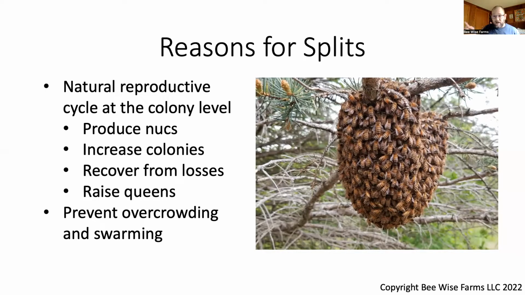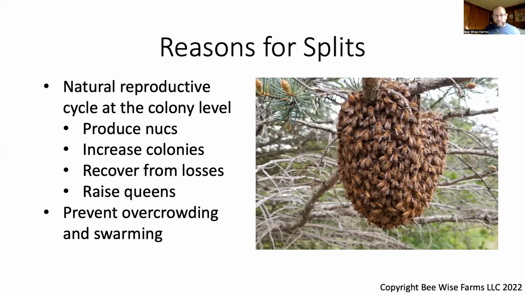Now, when you have a colony that swarms, you lose half of your bees and you have a new queen that's being raised back home. This is not a great situation. You want to keep yourself from getting in those situations. And the way that you do that with overwintered colonies is through splits. So you can use splits to produce nukes. You can increase the number of your colonies if you don't want to sell bees, but you want to increase the size of your apiary. You can recover from your overwintering losses.